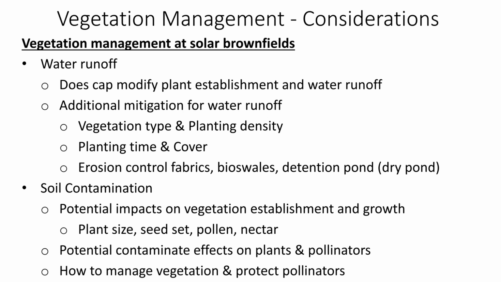Another potential issue with brownfields is soil contamination. So if you do have soil contamination at your site, this can impact your vegetation, can impact plant growth, it can affect plant size, seed set, and even heavy metals have been shown to accumulate in pollen and nectar. So these contaminants can potentially have a negative effect not only on plants, but potentially the biodiversity that we're attracting into the site. So research has shown that pollinators, specifically bumblebees that feed on pollen and nectar that have heavy metal contamination, it reduces their survival and ability to reproduce.